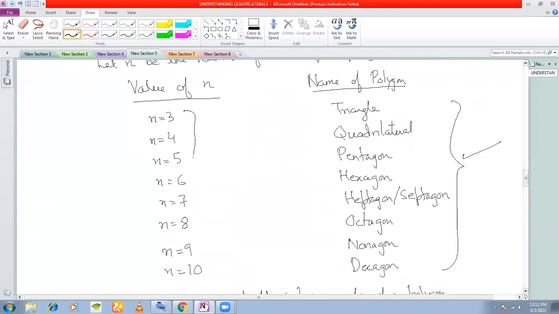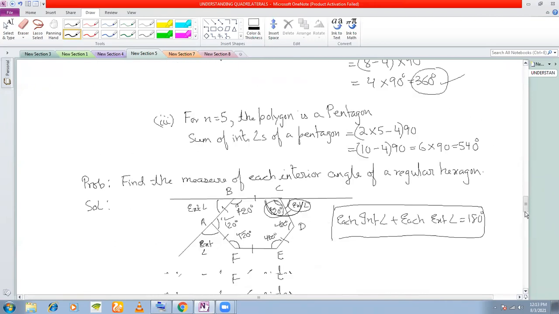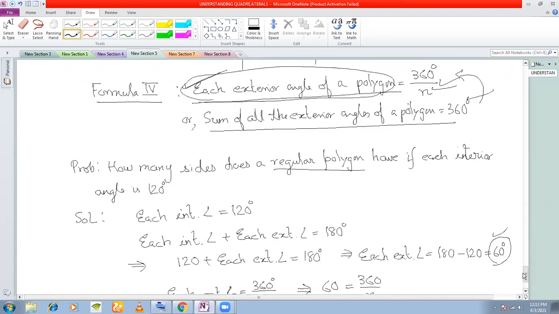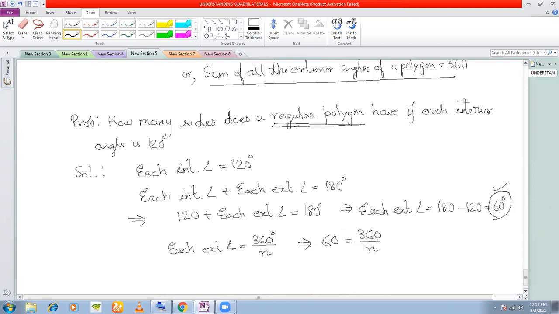So I don't know the value of n in the problem. I want to know which polygon it is. Only the interior angle is given as 120 degrees. That is what I'm trying to find out, which polygon it is. And how will I know? If I know the number of sides of the polygon, then I will know which polygon it is, right? Now you understood? Yes, sir.